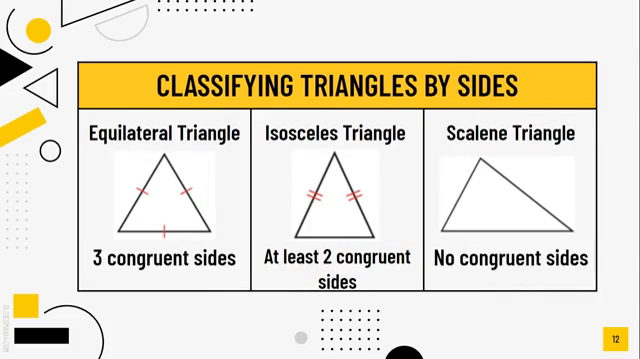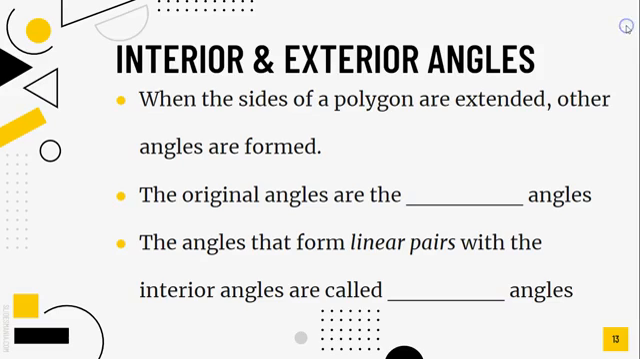We can also classify triangles by their sides. So if all three sides are congruent or the same length, we call that an equilateral triangle. If you have at least two congruent sides, that's an isosceles triangle. And then a scalene triangle is when all three sides are different lengths, so they have no congruent sides.